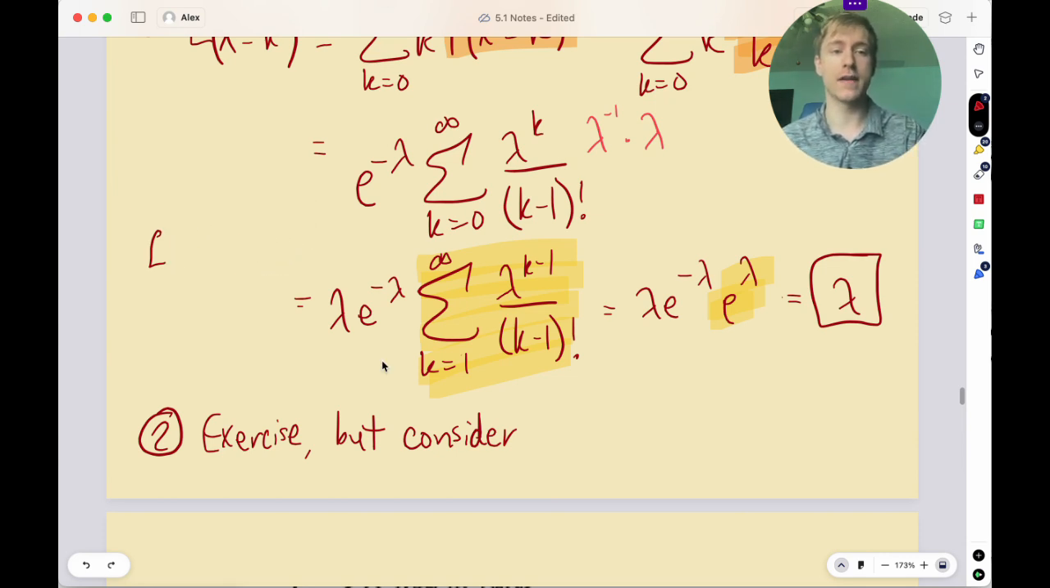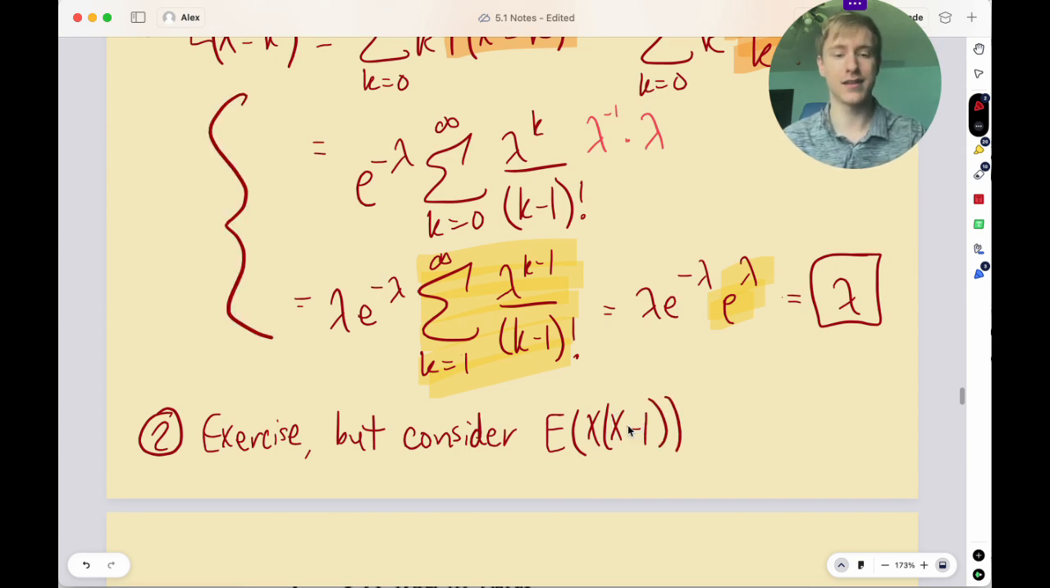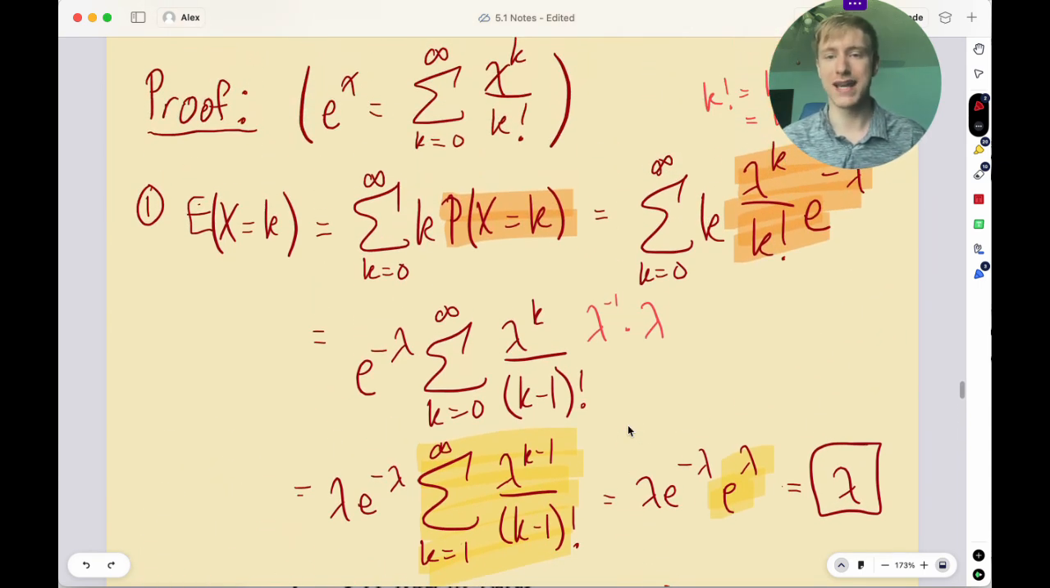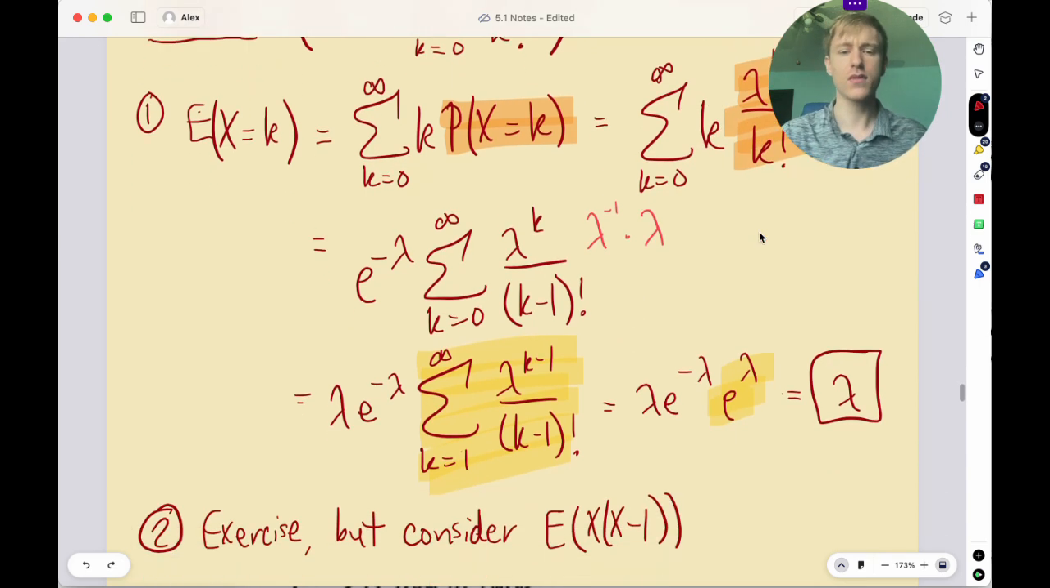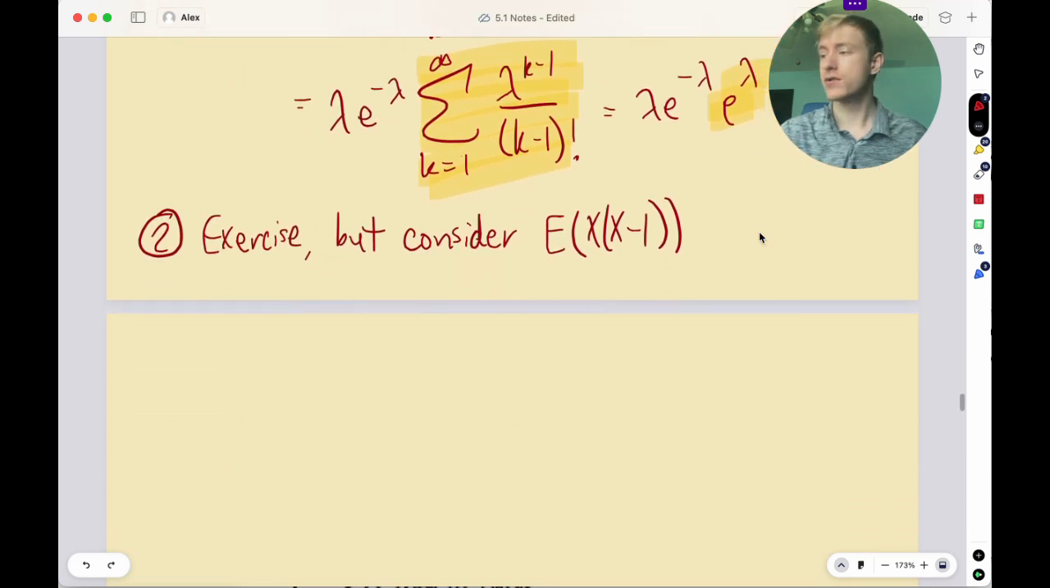And instead, you're going to find it very helpful to consider the expected value of x times x minus 1. Reason being, the proof is going to be very similar to this, where this time you're going to cancel out, if I go back up here, a k and a k minus 1 from the k factorial, and you're going to take it from there. All right? Okay, so now let's go ahead and consider some examples of the binomial and the Poisson distribution.